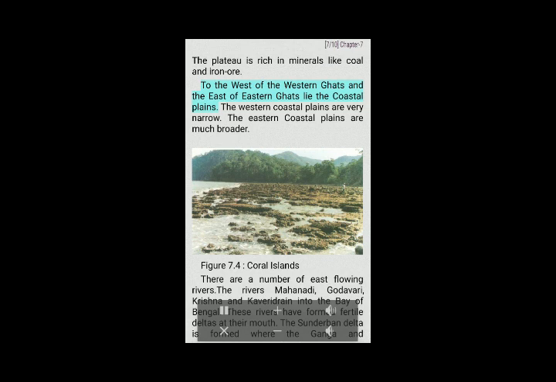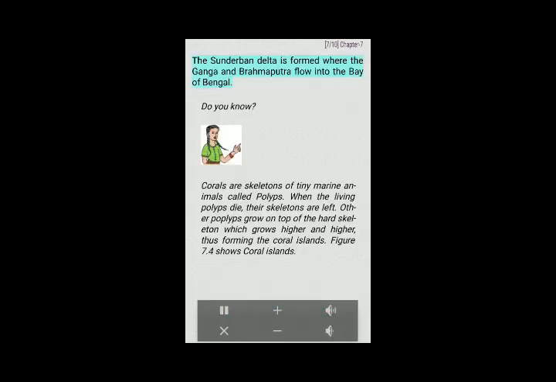To the west of the Western Ghats and the east of Eastern Ghats lie the coastal plains. The western coastal plains are very narrow. The eastern coastal plains are much broader. Figure 7.4. Coral Islands. There are a number of east-flowing rivers. The rivers Mahanadi, Godavari, Krishna and Kaveri drain into the Bay of Bengal. These rivers have formed fertile deltas at their mouth. The Sundarban Delta is formed where the Ganga and Brahmaputra flow into the Bay of Bengal.